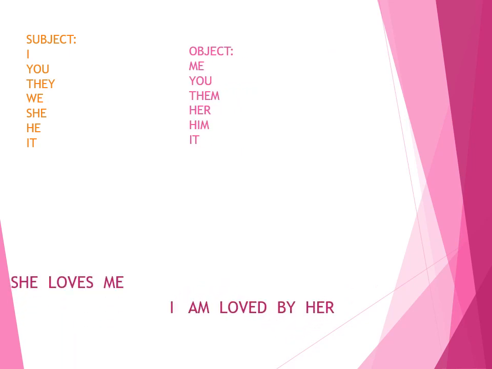At the end of this meeting, don't forget to memorize the pattern of subject and object in English. Subjects in English are I, you, they, we, she, it, and objects in English are me, you, them, her, him, it. Why do we need to memorize this? Because in changing active voice into passive voice, we have to turn the object in active voice into the subject in passive voice. For example, she loves me. She is the subject, loves is the verb, me is the object. And then when we turn it into passive voice, the object of active voice, me, should be turned into the subject, I. So, please memorize subject and object when we change active voice into passive voice.